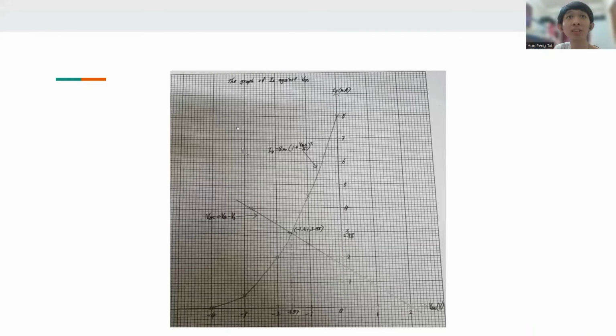Next is the graph of the ID against the VGS. The curved line is the Shockley equation, and the straight line is VGS equals VG minus VS. Then the intersection point is the Q point. The Q point is negative 1.57 and 2.98.